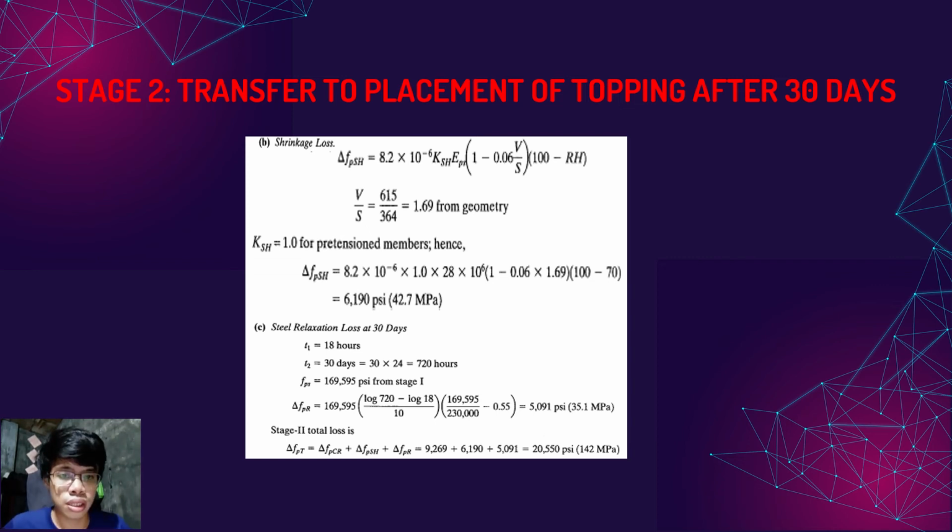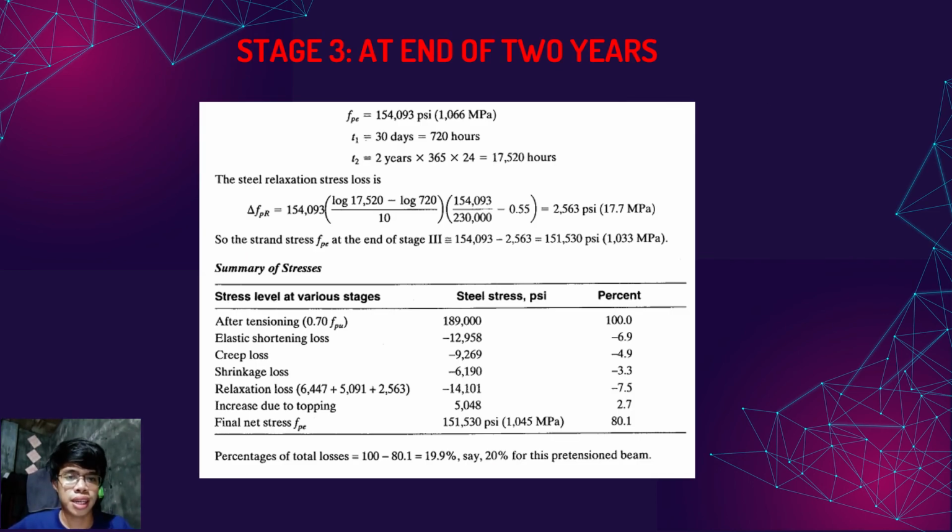So the stage 2 total loss, you have to simply add all of those losses that we have solved before for stage 2. So that is the pre-stress loss due to creep, due to shrinkage, and due to steel stress relaxation. So our total loss for stage 2 is 20,550 PSI. The increase in stress in the strand due to the addition of topping will then become 5,048 PSI. Hence, the strand stress at end of stage 2 is 154,093 PSI.